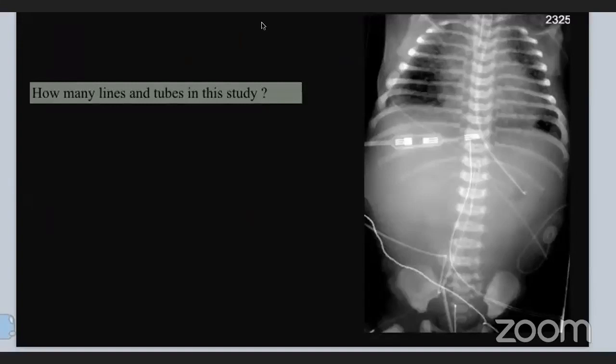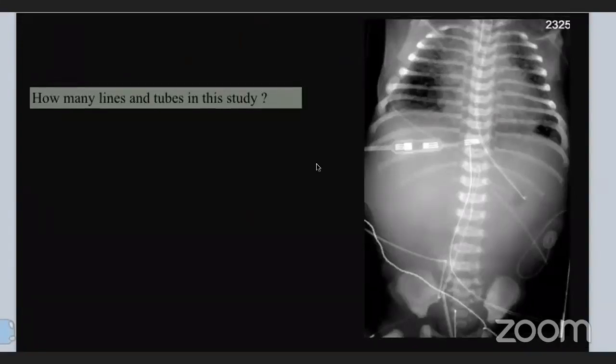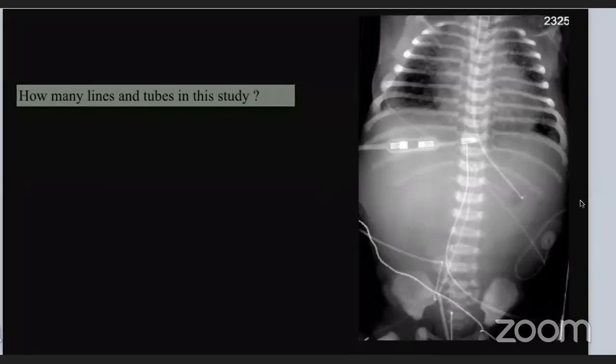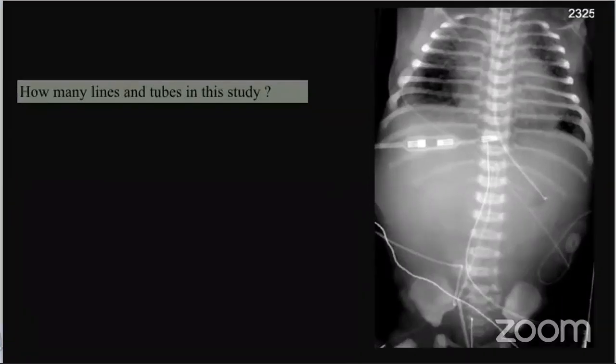This is the first slice of our lecture. The question here: how many tubes and lines are in the study? You can share your answer in the chat.